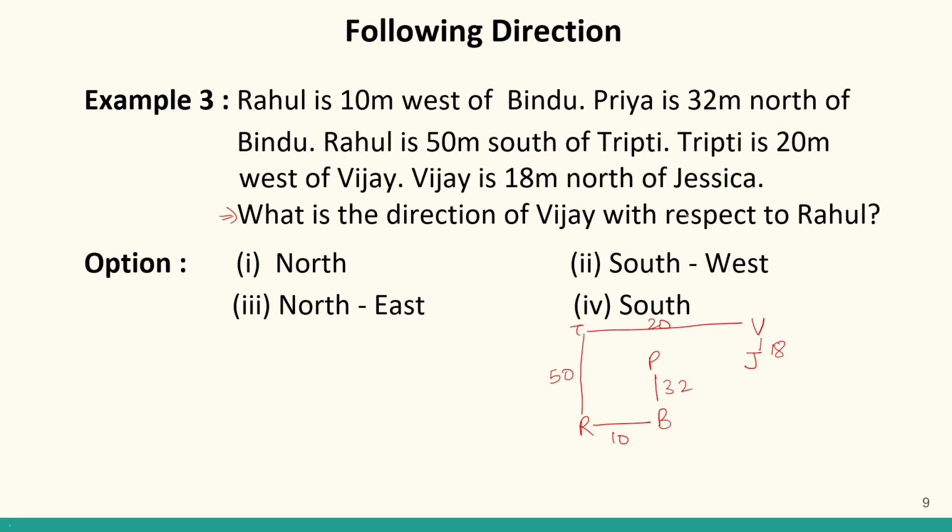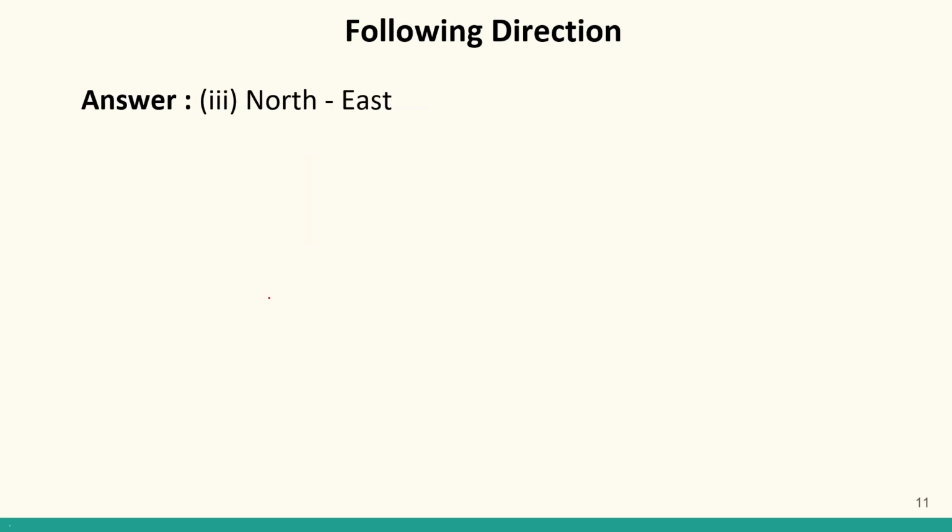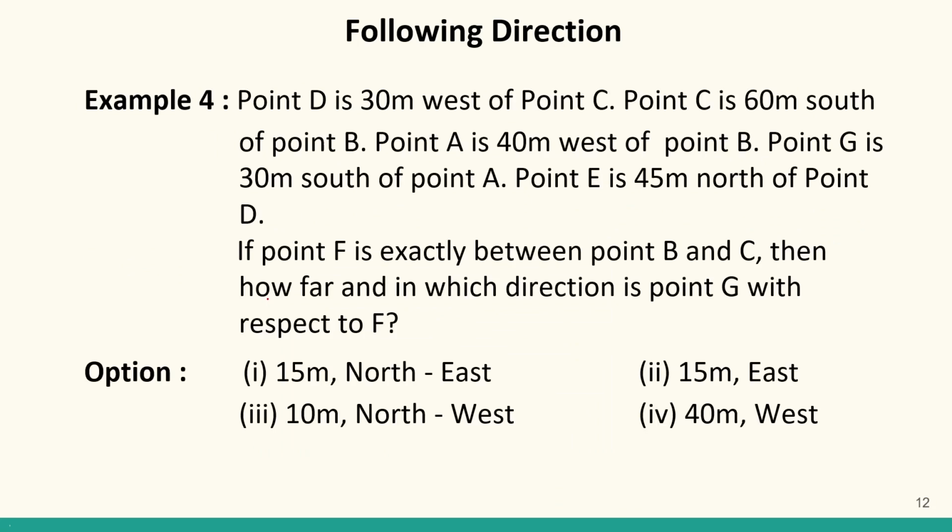What is the direction of Vijay with respect to Rahul? So with respect to Rahul, we have to look at the point from Rahul. From the point of view of Rahul, the direction of Vijay is this, and this is towards the north and east. So the answer will be option number 3, north east. Okay. Now, example number 4.